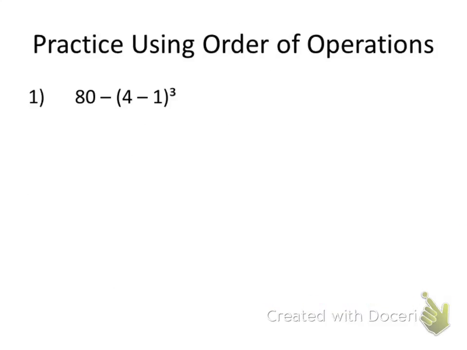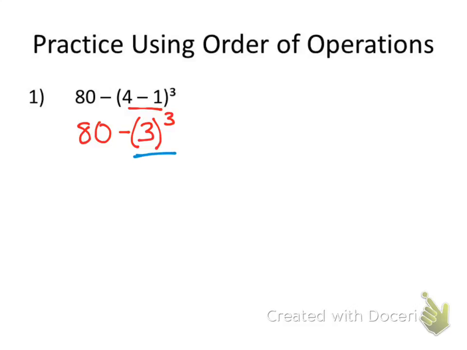All right, let's see how this ties into the order of operations. So here is number 1. So same old order of operations as yesterday. We start with P, parentheses. So where would I start? What is 4 minus 1? All right, so I have 80 minus 3. You can leave it in the parentheses if you want. To the third power. Now I'm to the E, exponents.